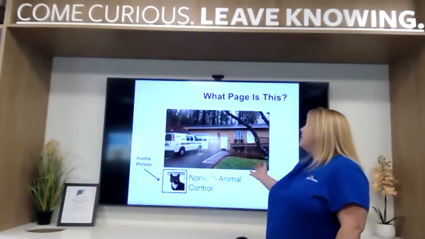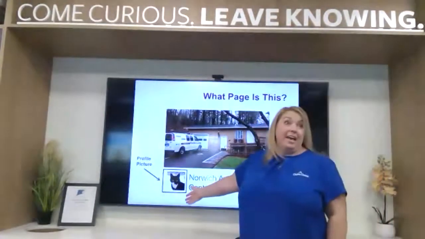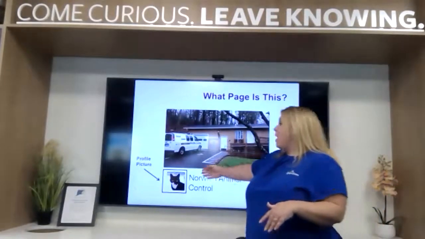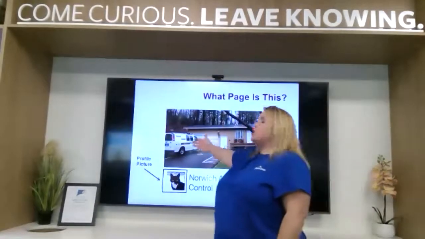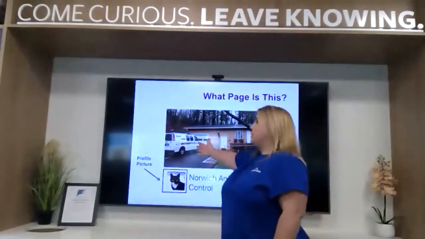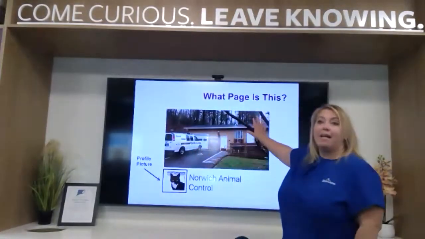So this is actually Norwich Animal Control. They're featuring a cat, but they have it a little bit backwards. So this profile picture should be up here, and this picture of their van should be down here. This van should be their profile picture as it's logoed for them, and then they should feature their cats up here.